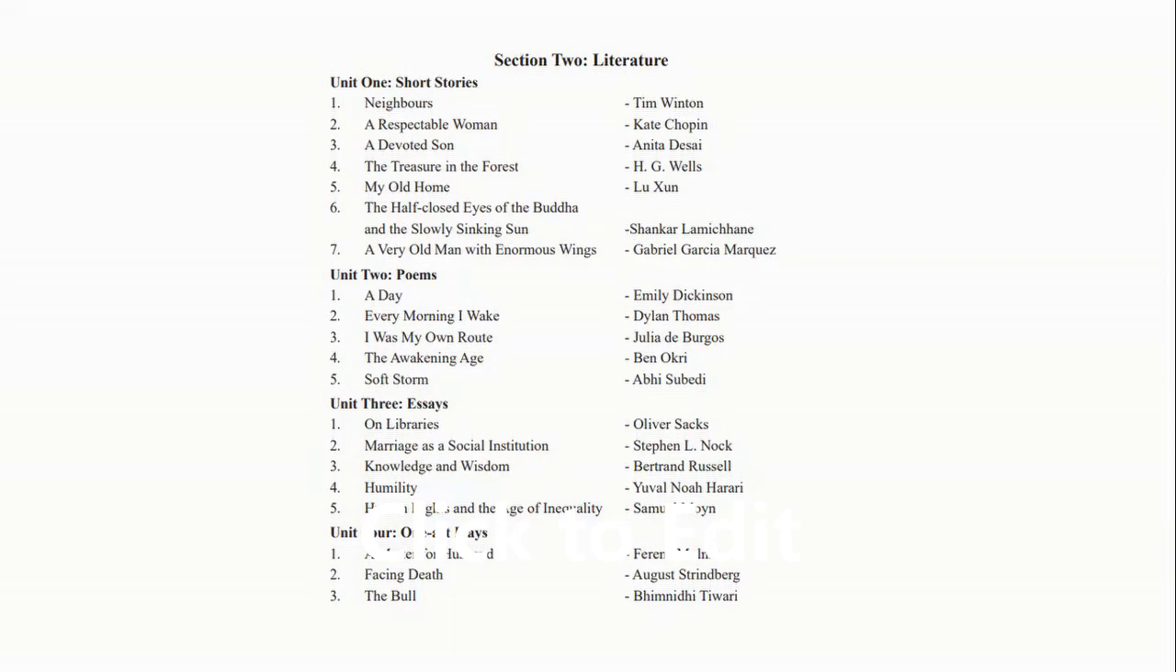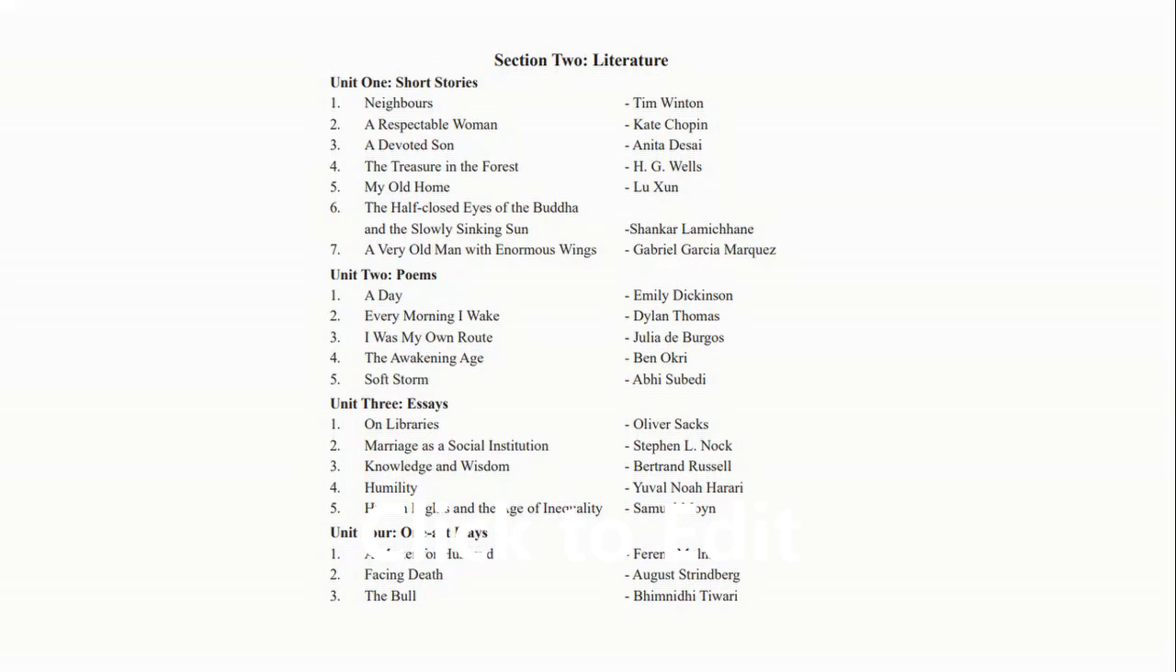Likewise, we have got 5 poems. A Day by Emily Dickinson. It's a poem which describes the sunrise and the sunset on the surface level. But if we go deeper into this poem, then this poem is all about the journey of life from birth to death, as symbolized by the rising of the sun and setting of the sun, respectively.